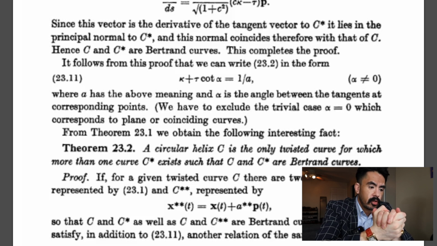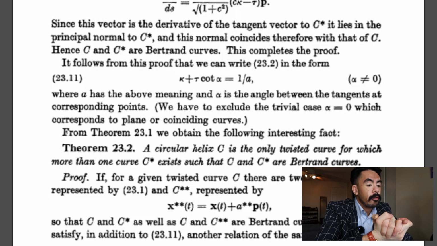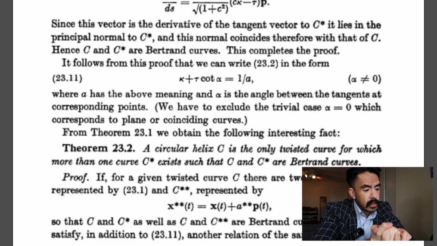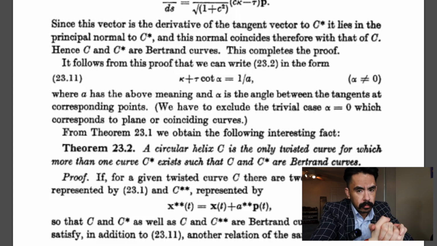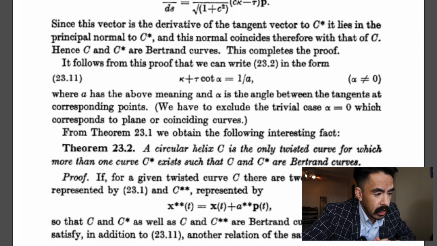Now, it follows from this proof that we can write the relation c1 times kappa plus c2 times tau equals 1 in the form kappa plus tau times cotangent of alpha equals 1 over a. And alpha cannot be 0 here, where a has the above meaning and alpha is the angle between the tangents at corresponding points.